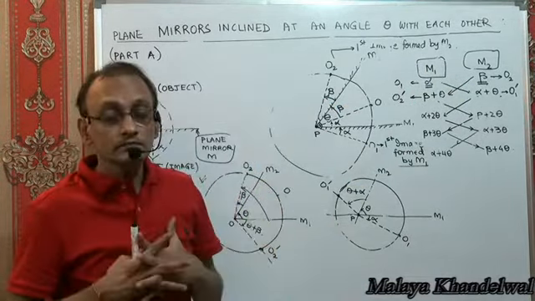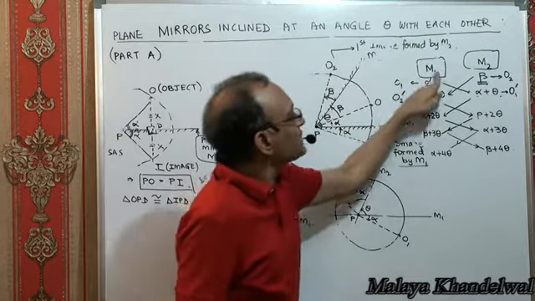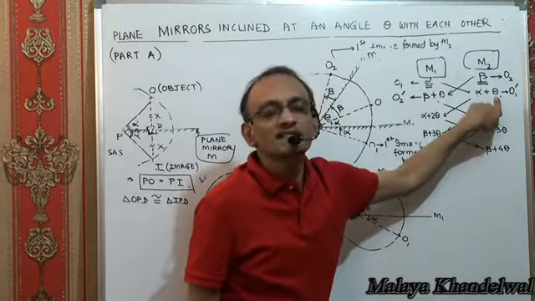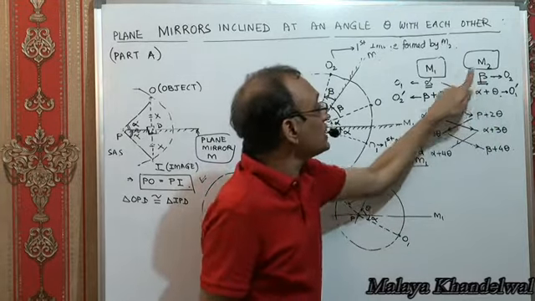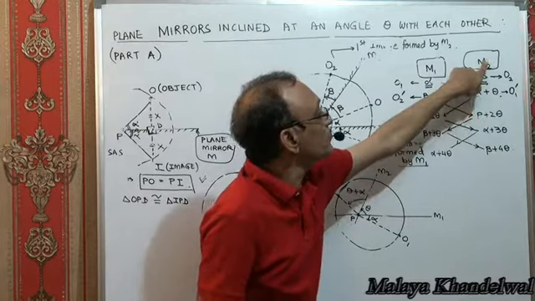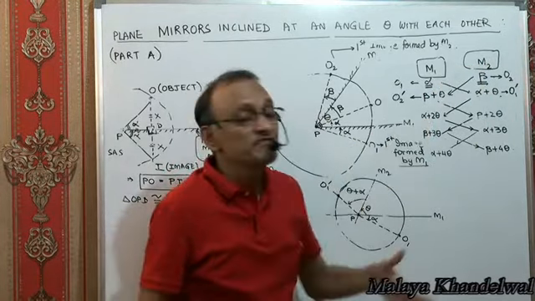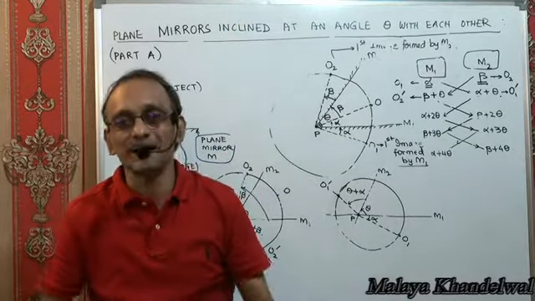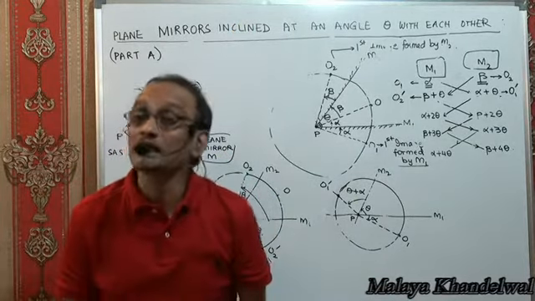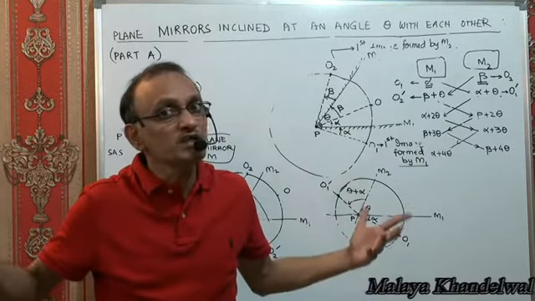Every time you go from a pair of images of M1 and M2, add theta to this, you will get the next image formed by M2. Add theta to this, you get the next image formed by M1. Add theta to this, you get the next image formed by M2. Add theta to this, you get the next image formed by M1. So I have a sequence of images at my disposal. Yes or no, right? This is how it happens.